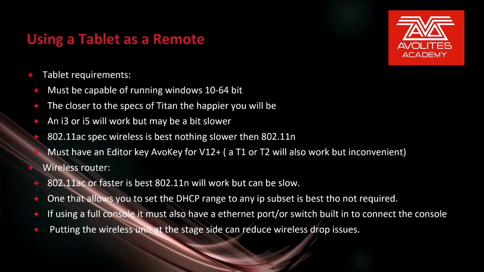The wireless router, 802.11 AC or faster is best, 802.11n will work, but can be a bit slow. One that allows you to set the DHCP range to any IP subnet is best, though not required. If using a full console, it must also have the Ethernet port and or switch built in to connect to the console. Putting the wireless unit at the stage side can reduce wireless drop issues.